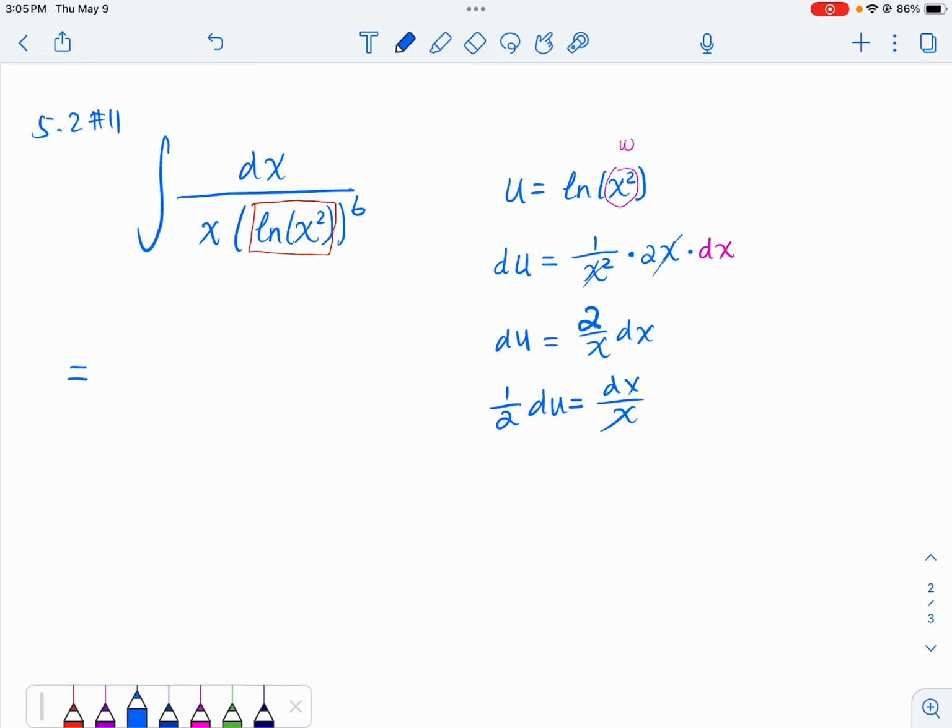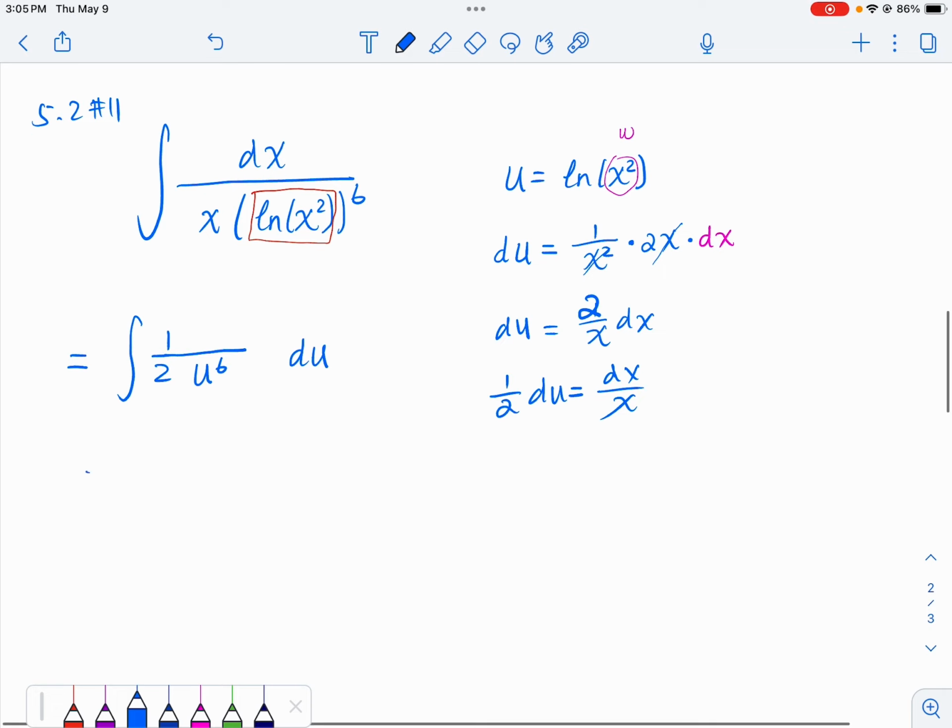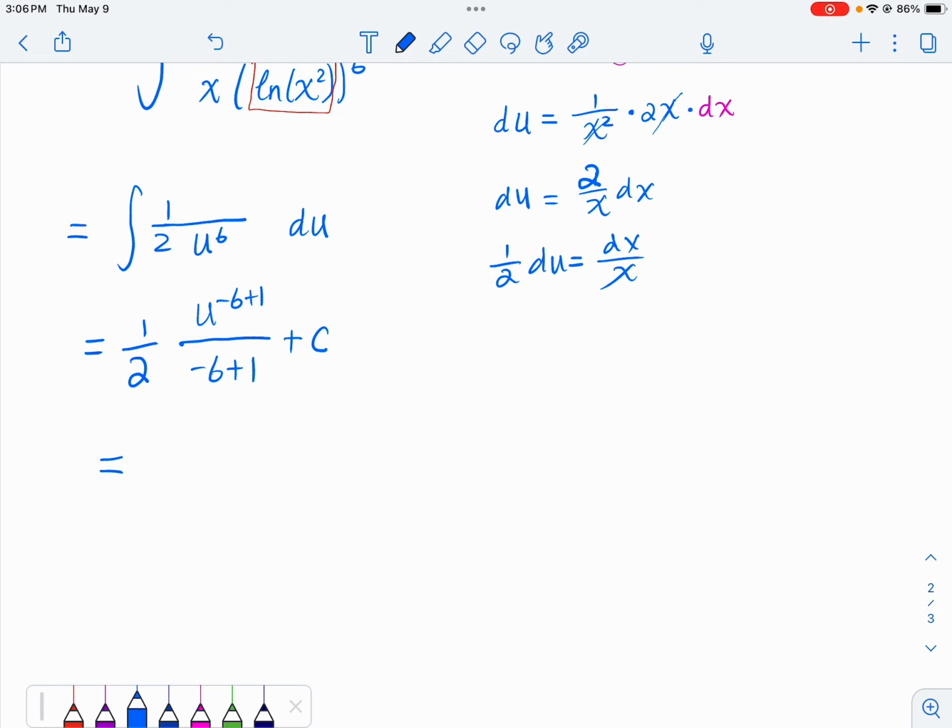Let's do the substitution. This is going to be half of the du. Let me leave a little space for this little guy there. And it's on the denominator, so u to the power 6. Now, when we integrate this, 1/2 is just a constant, and think of this as u to the negative 6. So we have u to the negative 6 plus 1, over negative 6 plus 1, plus c. So now this is equal to negative 5. Negative 5 times 2 is negative 10, so negative 1 over 10. And this is u to the negative 5, which means u to the 5th on the bottom, plus c.